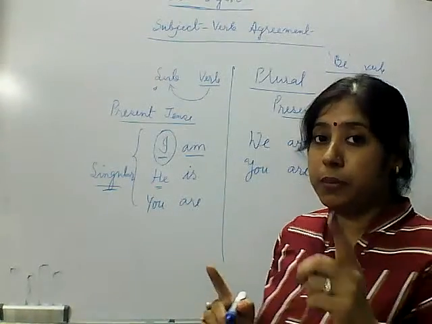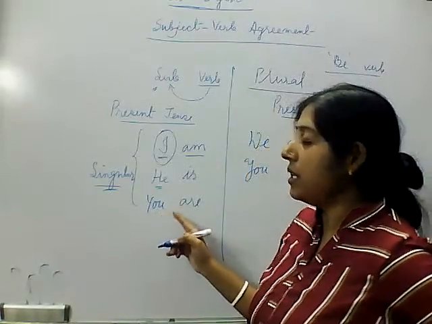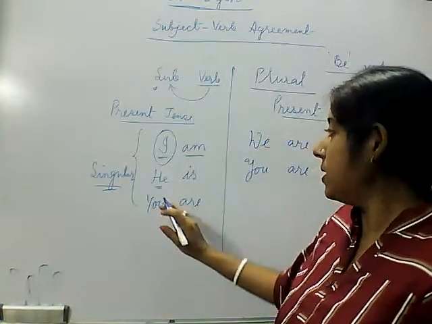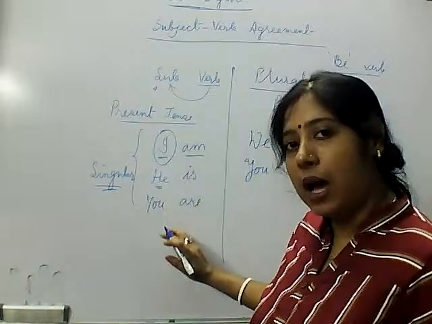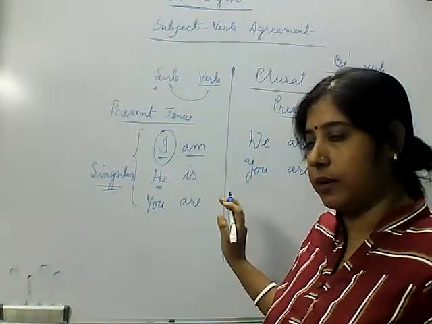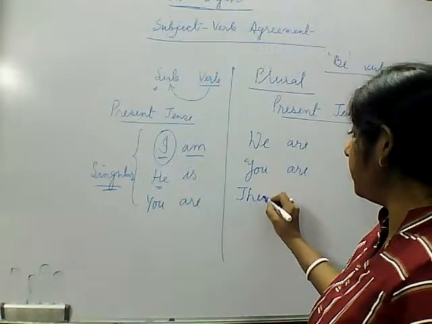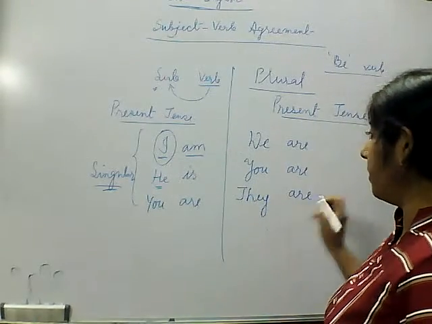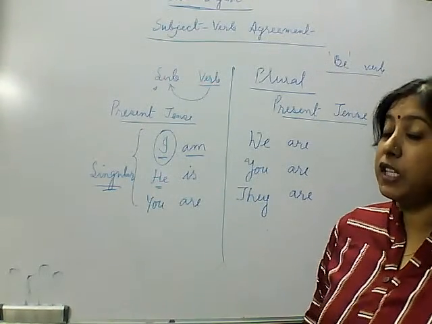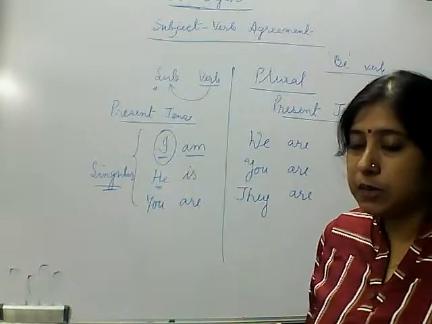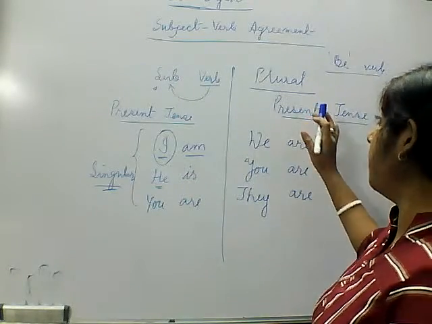One thing you have to remember: "you" and its verb. Of course, in singular it will be "are," and in plural also it will be "are." You are. Now, if it is plural number "they," then of course "are." Always remember, if the subject is in plural number, then the verb will also be plural.